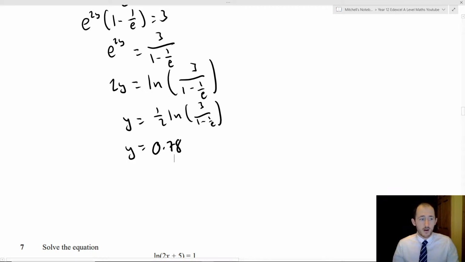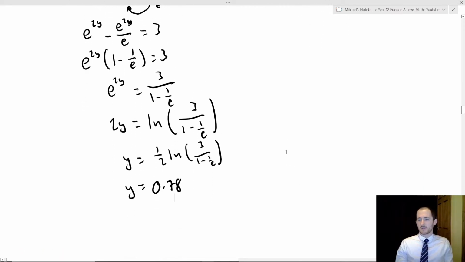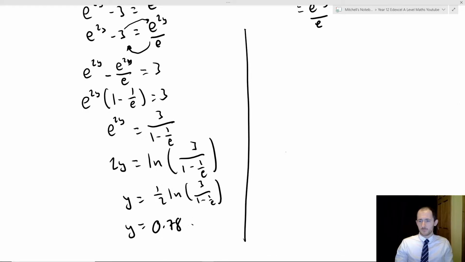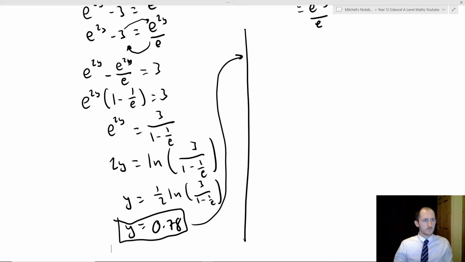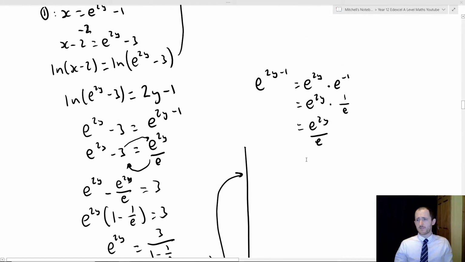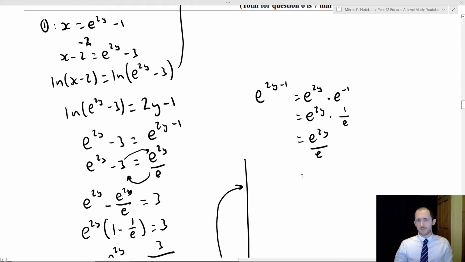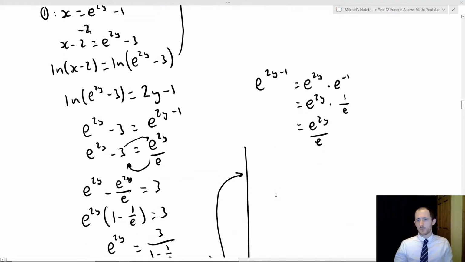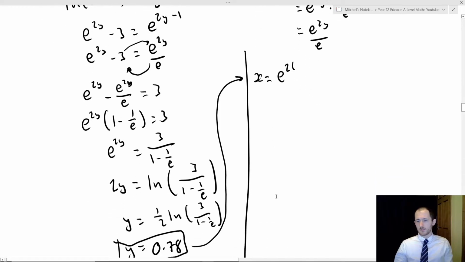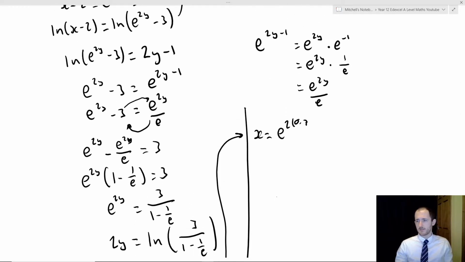Okay, so again, this is a 7 marker, so we can't really expect the answers to be nice at all. So what I'm going to do, just in the interest of room, is we need to sub this in to find what x is. The easiest x equation I can find is equation 1, x equals 2y minus 1. So x equals e to the 2 times what we just found out, 0.78 minus 1. But I'm going to use the answer button, of course, to make sure my answer is perfectly accurate.